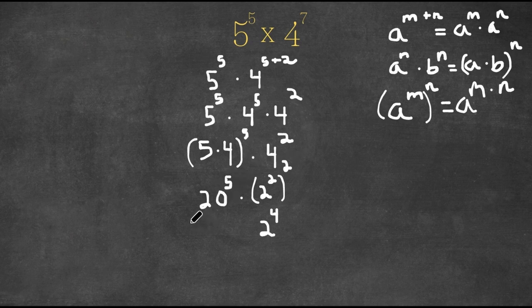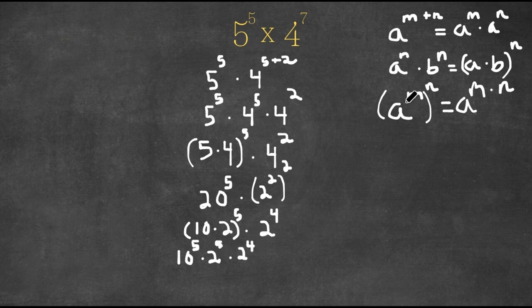And I'm going to rewrite 20 as 10 times 2. So we have 10 times 2 to the power of 5 times 2 to the power of 4. Now remember, we're going to use this property, a to the power of n times b to the power of n equals a times b to the power of n, but we're simply reversing it. So we're going to convert this form back to this form. So a times b to the power of n, so 10 times 2 to the power of 5 is the same thing as 10 to the power of 5 times 2 to the power of 5. And we're still multiplying this with 2 to the power of 4.